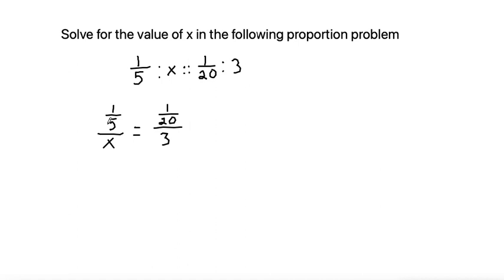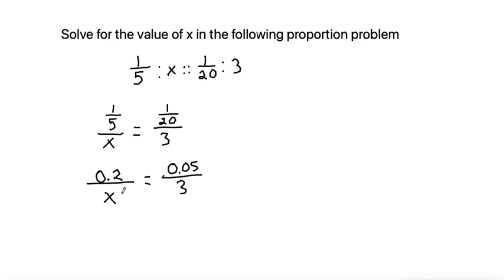So if we take our calculator and we do 1 divided by 5, I get that to be 0.2. So we can replace 0.2 with 1 over 5, or replace 1 over 5 with 0.2. And then same thing with 1 over 20. 1 divided by 20 in the calculator is 0.05. And we'll just leave the 3 on the bottom the same. So this is our new proportion.